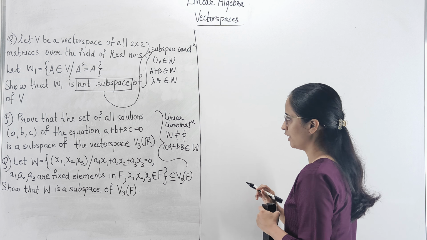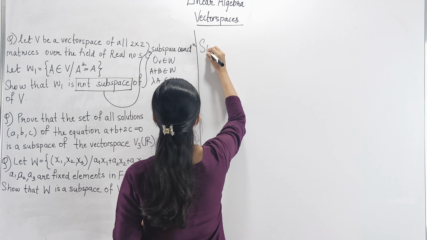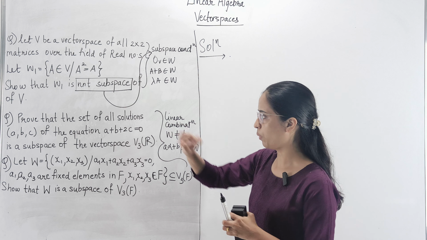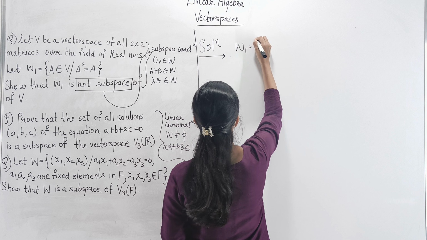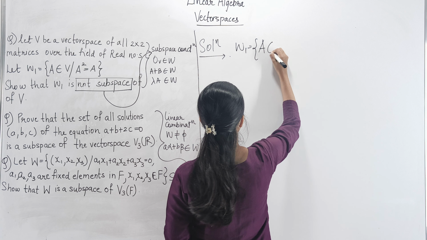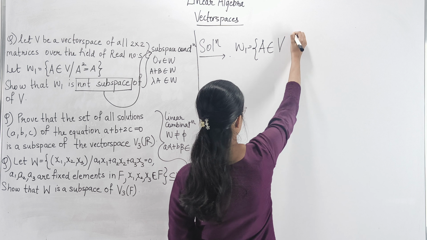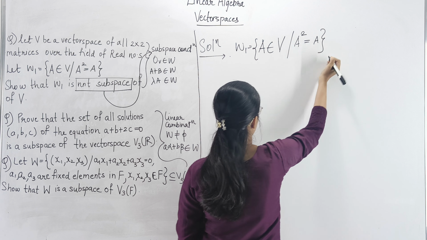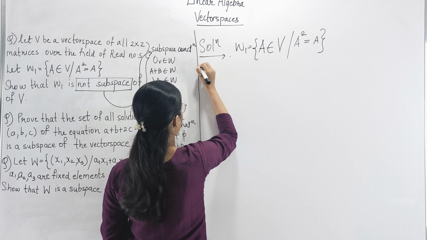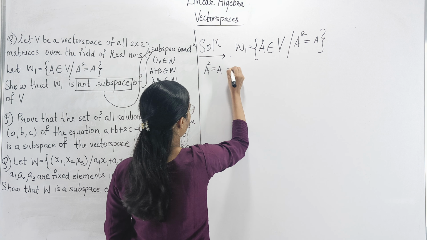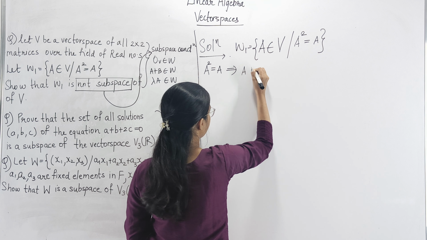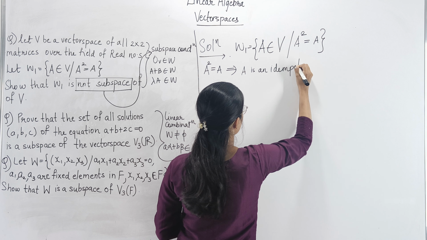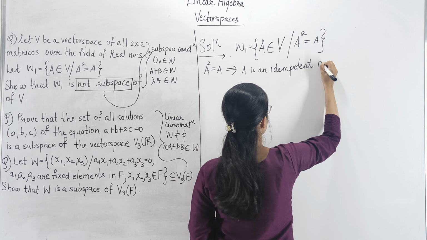Now let's start with the solution part of it. So here if you see, W1 is nothing but the set of all those matrices in the given vector space such that your A square would be equal to A. So if your A square is equal to A, it implies that your A is an idempotent matrix.